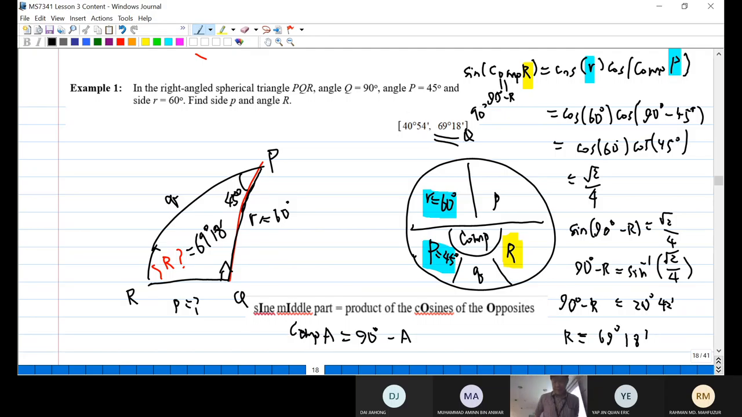Okay, example one. How I do this, I always use the middle part, which is the unknown part. In this way, I choose R because I have information. So the middle part usually is the unknown part.